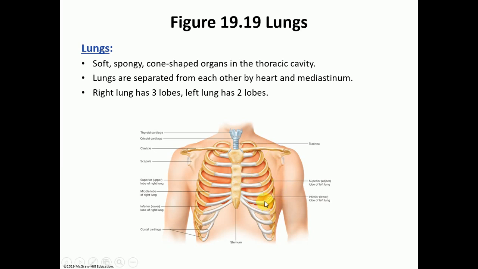As I mentioned, the left lung has 2 lobes, while the right lung has 3 lobes because it has more space. Remember, the heart is in this area, so the left doesn't have space for that 3rd lobe.